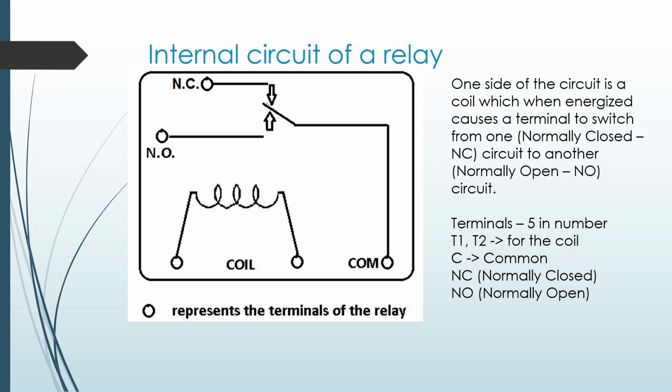Okay. And what happens if I give this coil some current? When I give this some current, this gets switched to NO. It will actually go and connect to NO, and then the red LED will get switched on. Okay. This is a simple example that I've given.